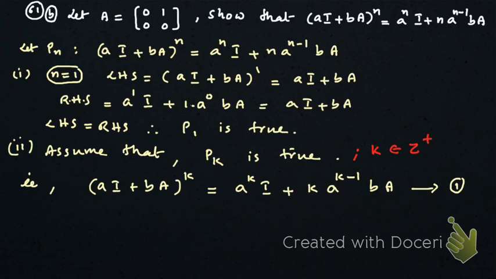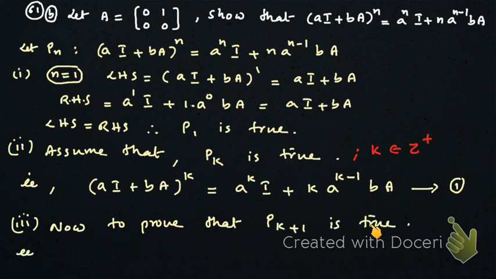Okay, so anyway we assumed that the result is true for n is equal to k. We move on to the third stage, and in the third stage we say, now under this assumption, assuming that Pk is true, we are trying to prove that Pk plus 1 is true, which means the result is true for n is equal to k plus 1. Now to prove that Pk plus 1 is true.